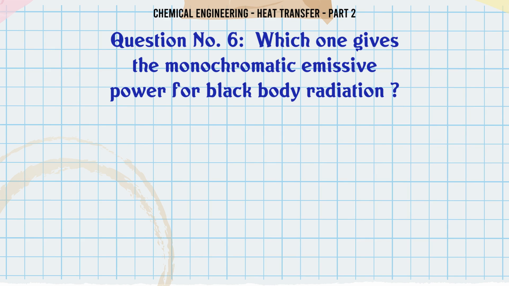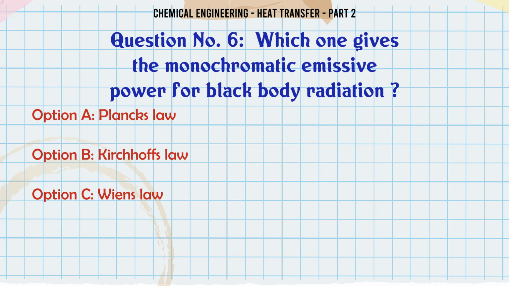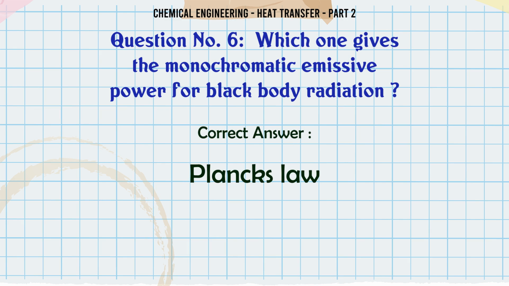Which one gives the monochromatic emissive power for black body radiation? A. Planck's law. B. Kirchhoff's law. C. Wien's law. D. Stefan-Boltzmann law. The correct answer is Planck's law.